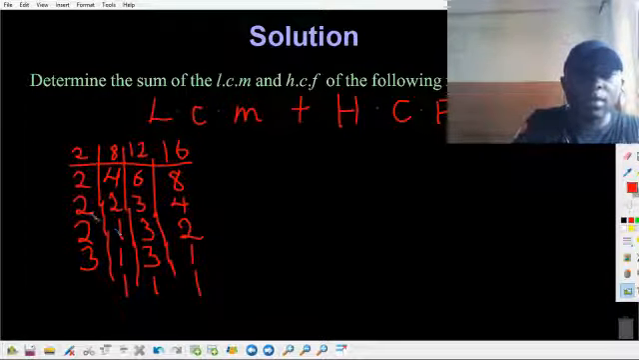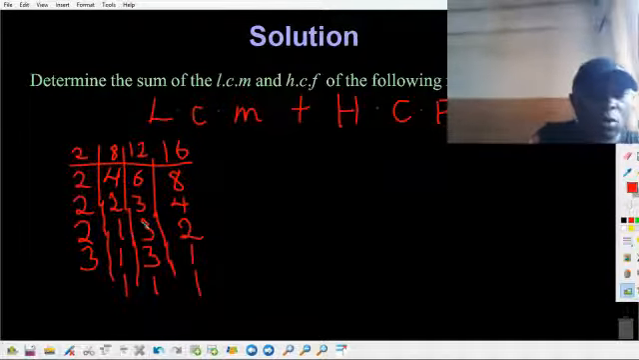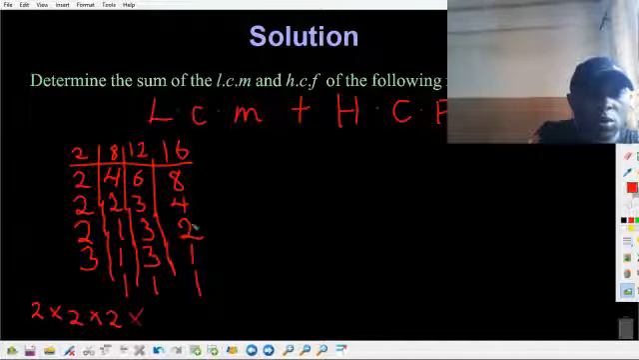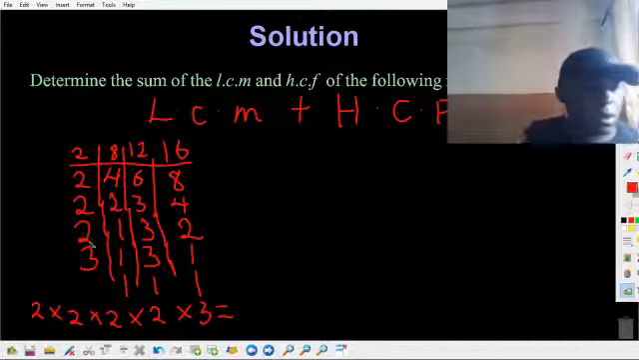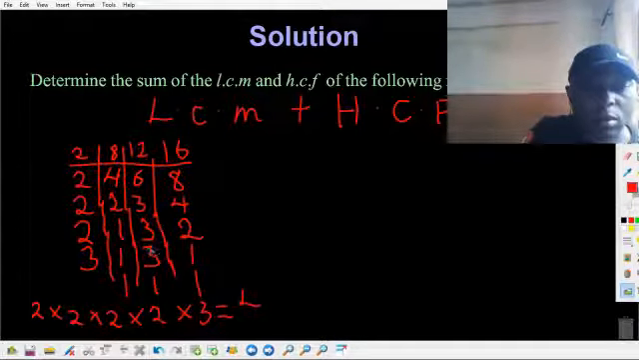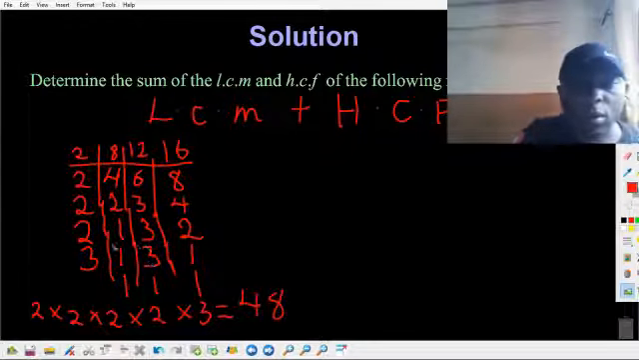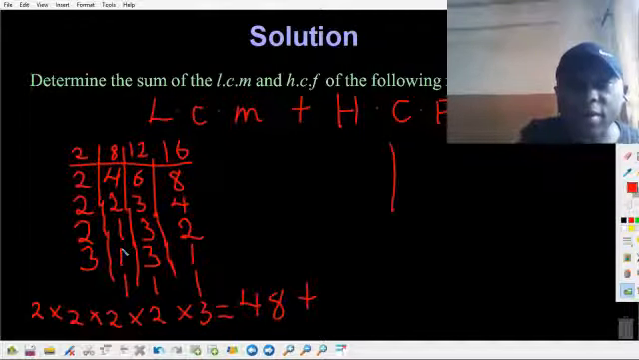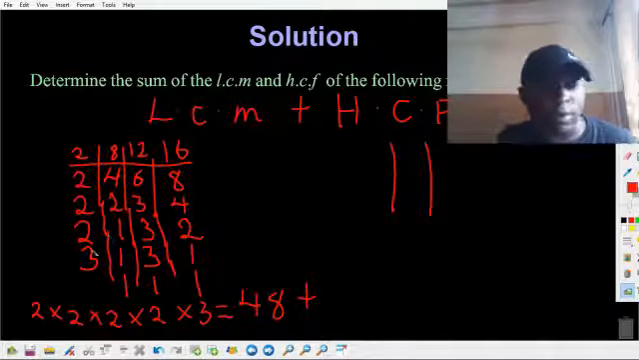So the next thing is to multiply. 2 times 2 times 2 times 2 times 3. This will give us 48, right? Plus, let's find the H.C.F of the same set of numbers. Are you with me?